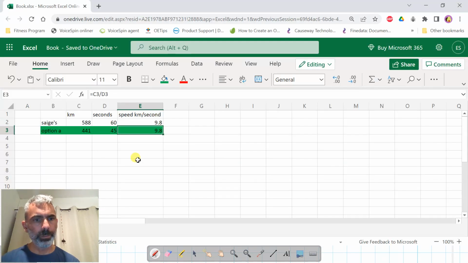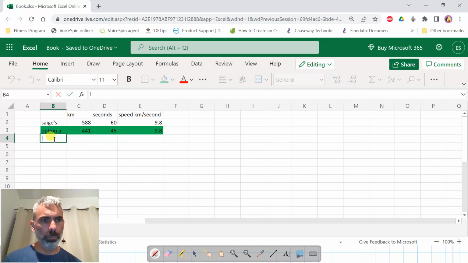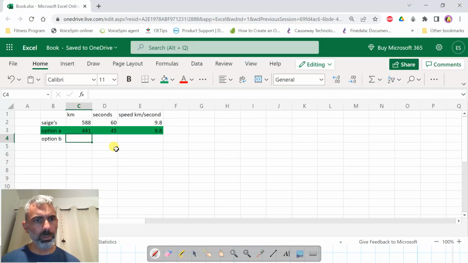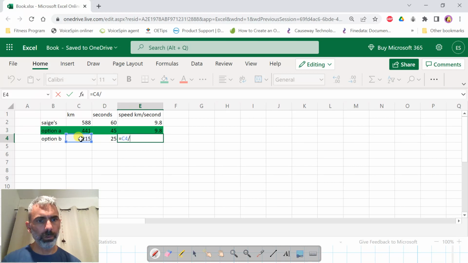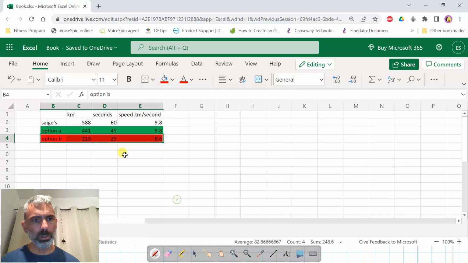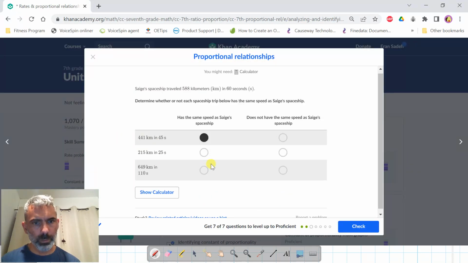Option B, here the spaceship travels 215 kilometers in 25 seconds. So I divide 215 divided by 25. It's not the same speed, so this option is not good. Option B does not have the same speed.